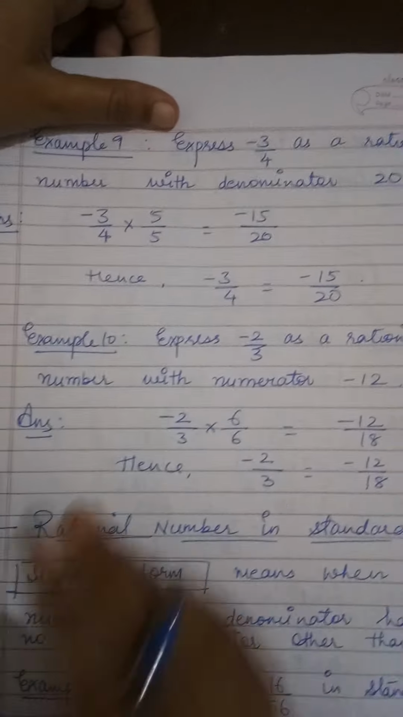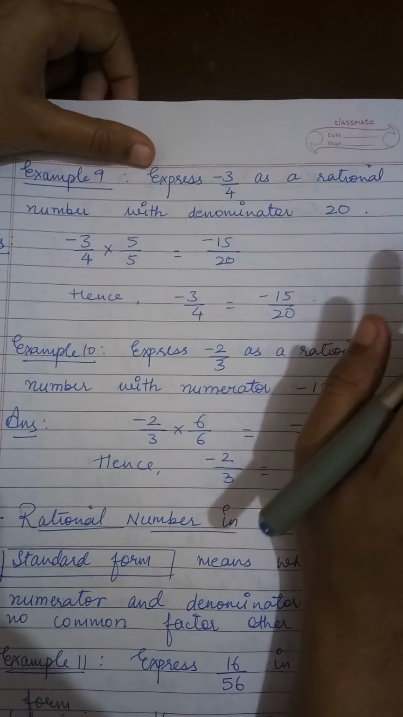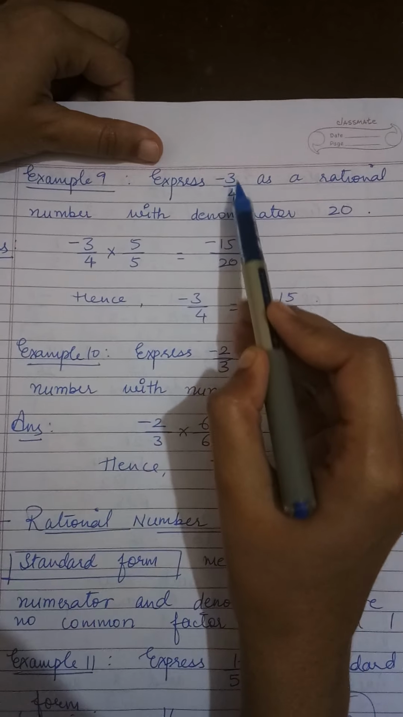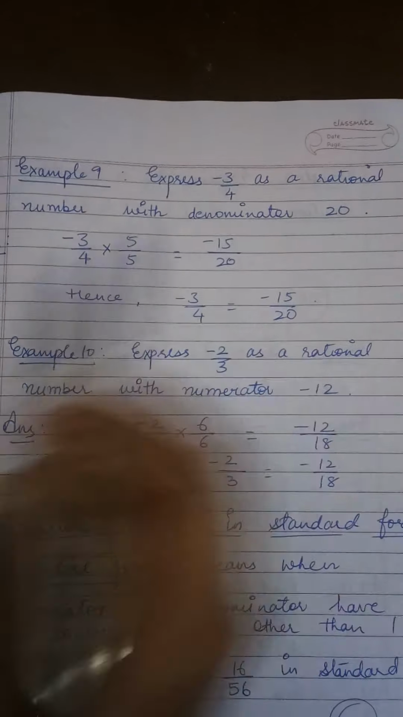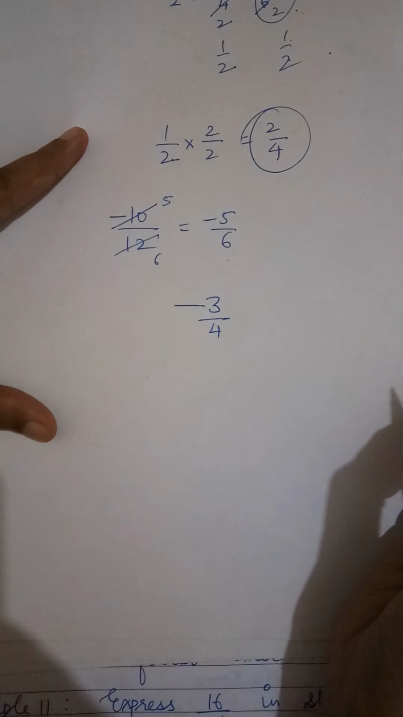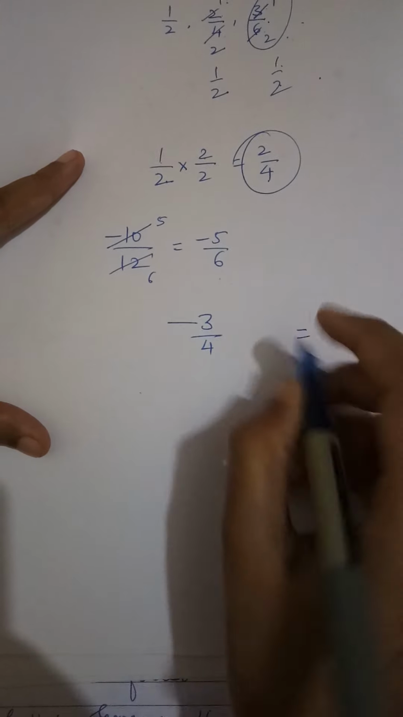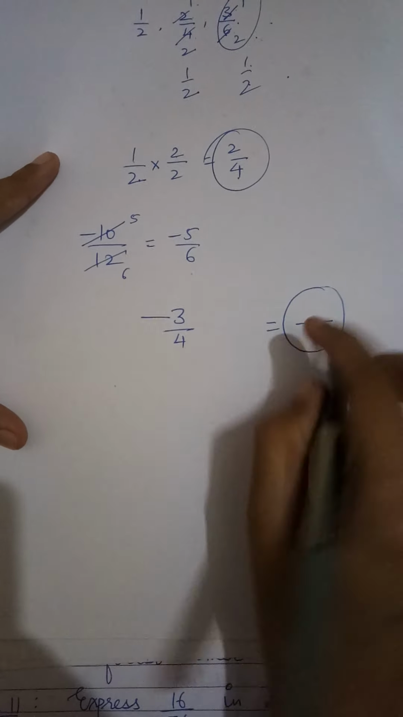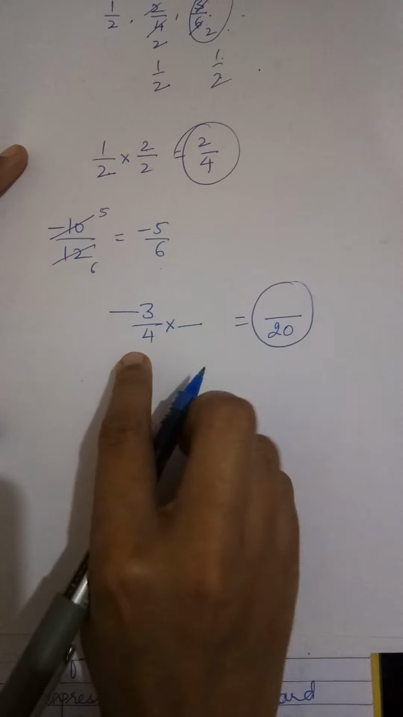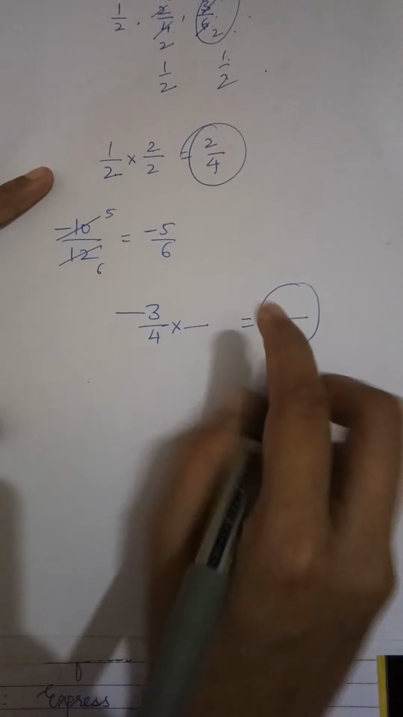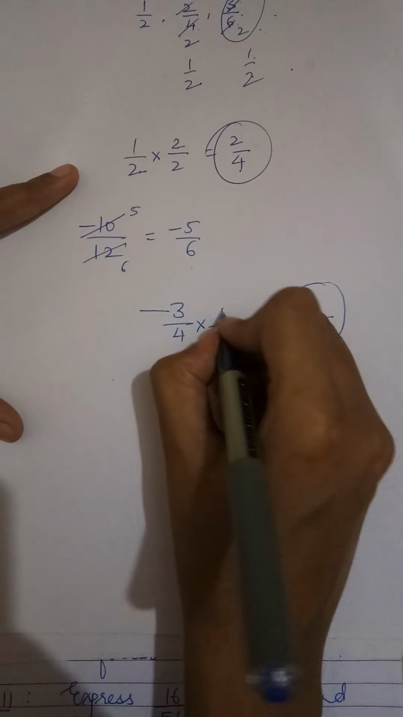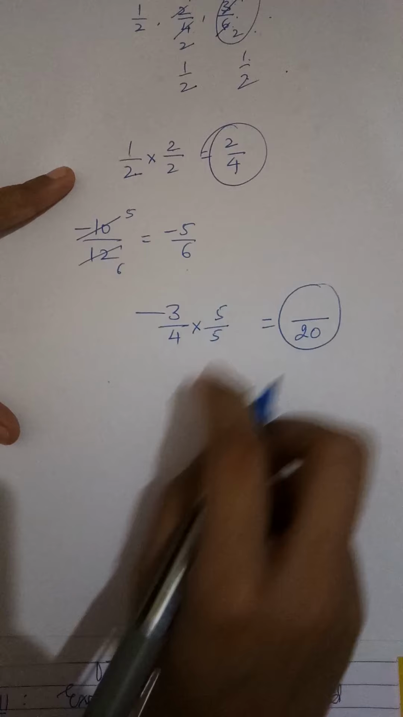Example 9 is again, now we have done this in question number 7, I guess. In question number 6 it was express minus 3 upon 4 as a rational number with the denominator 20. Now what you have to do here is minus 3 upon 4 is the fraction given to me, and they are saying I want a fraction with the denominator 20. Now I am going to multiply by 5 so that I can get 20, because 4 5s are 20. And if I am multiplying in the denominator, I will be multiplying the same number in the numerator also. So what is there?